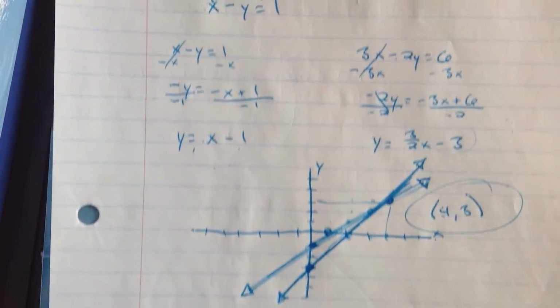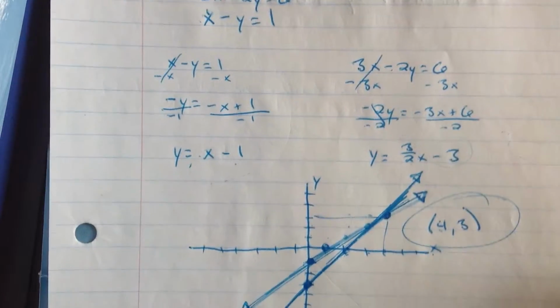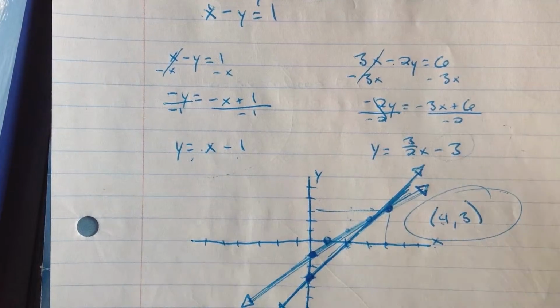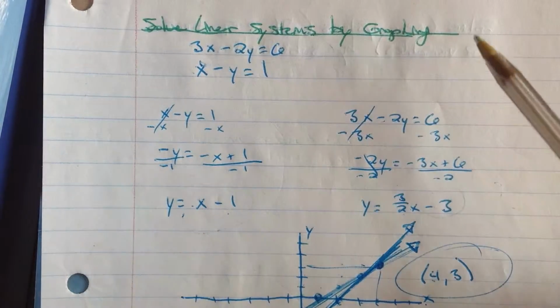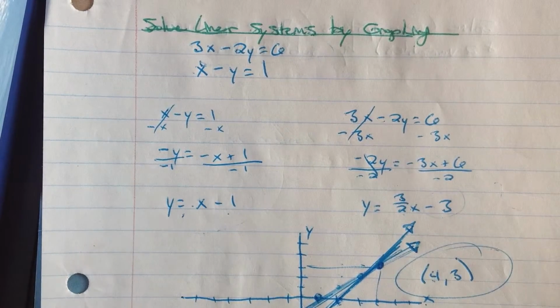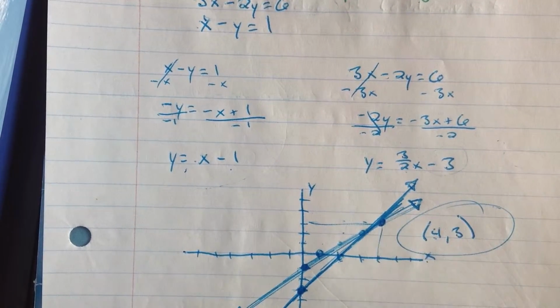So one way to solve a linear system is to graph and see where they cross. The downside to this method is that sometimes it's hard to identify exactly where this point is from a picture on a graph.